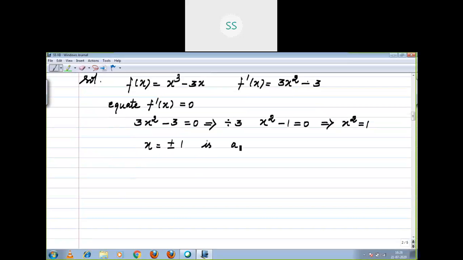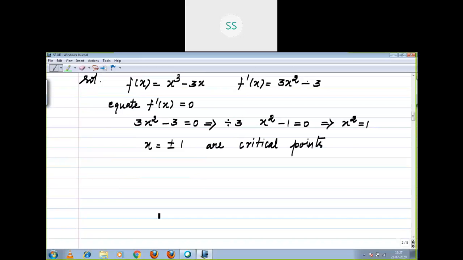Is a critical point. No, two things are there, so you have to say it in plural. X is equal to plus or minus 1 are called critical points. You write like that. That is enough. Did you understand, children? First step differentiation. Second step you have to equate with 0.